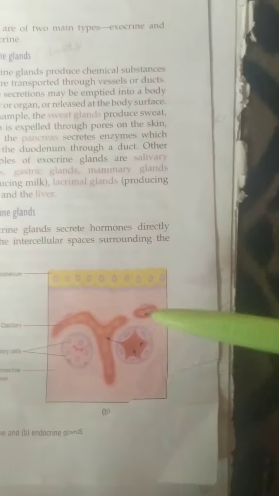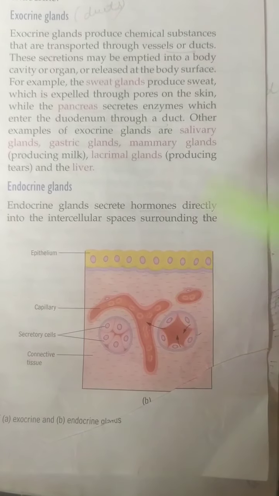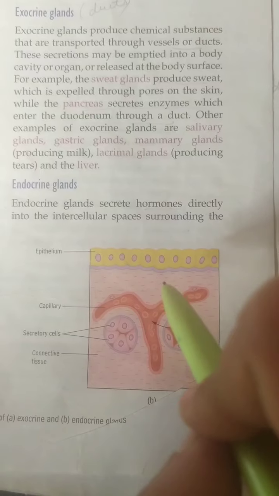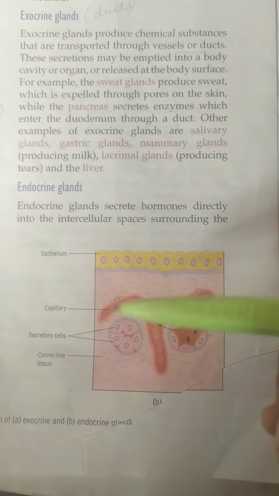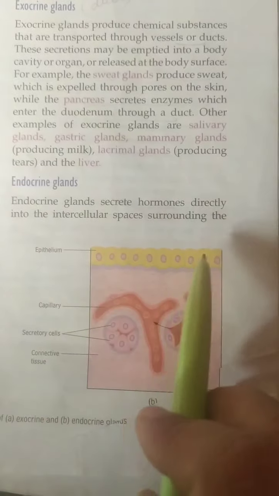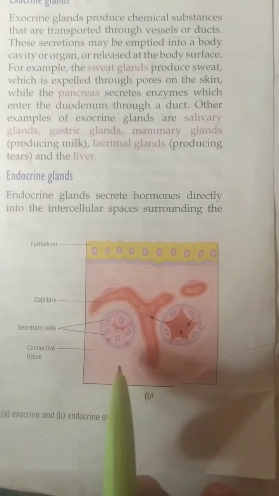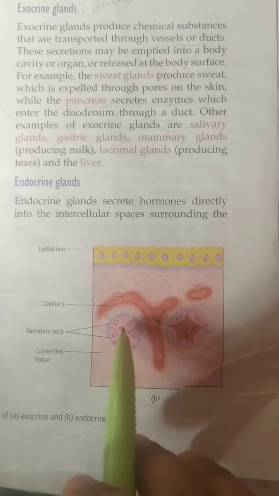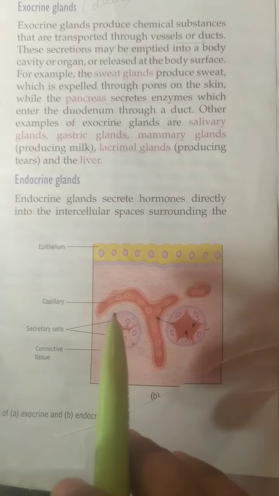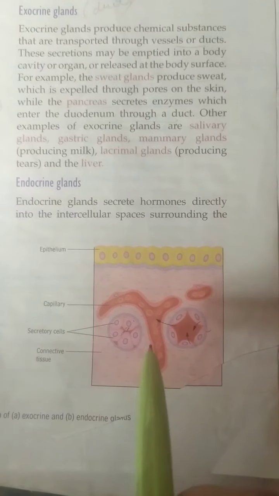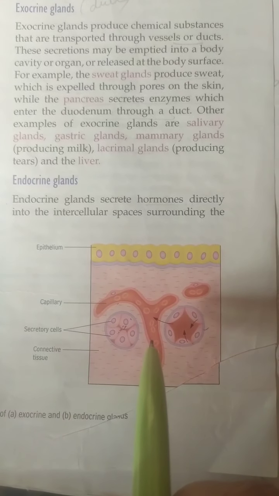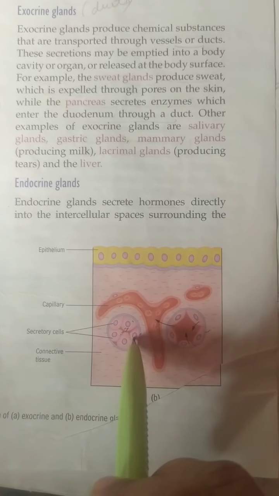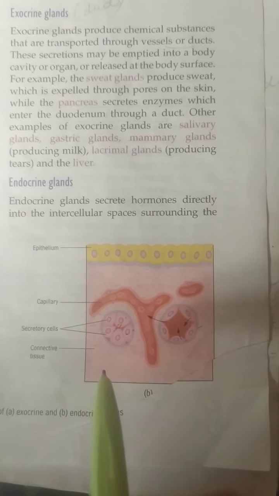And when we talk about the endocrine system, they are ductless glands. Ductless means they do not have any ducts, but they secrete the secretions directly into the bloodstream. So this is the epithelium layer, the topmost layer. These are the connective tissue and these are the blood capillaries, and these are the secreting cells from where the specialized messengers come out. So students, endocrine glands generally secrete chemical messengers which are known as hormones, and they are directly secreted into the bloodstream.